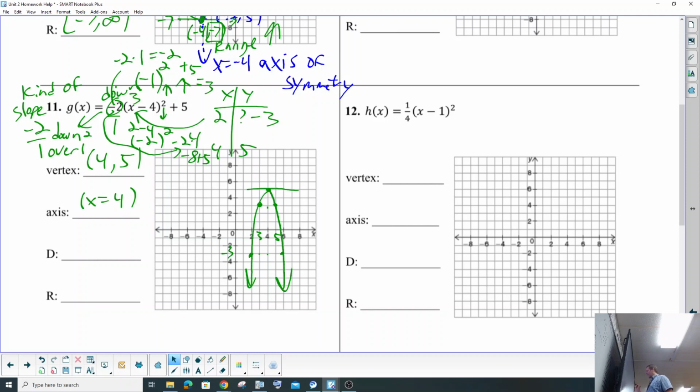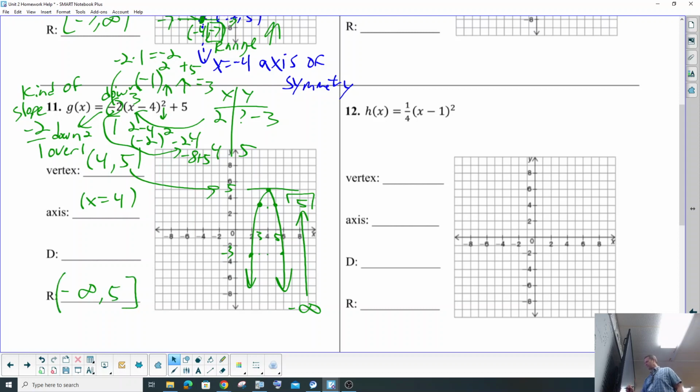Now what's the y value there? Because that's the range. That y value is a 5. And so we're going from negative infinity all the way up to 5. So the range is negative infinity to 5.